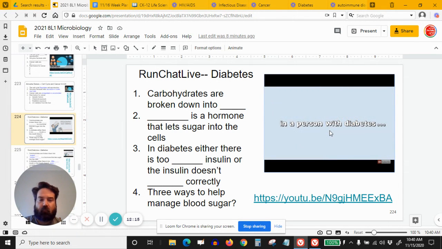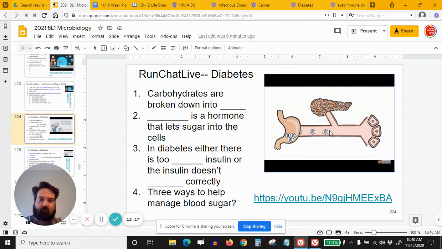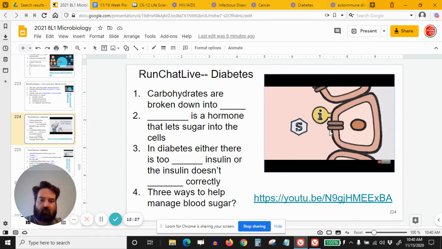Now let's see what happens in a person with diabetes. Sugar enters the bloodstream, but one of 2 things happens. Either the pancreas does not produce a sufficient quantity of insulin to match the sugar entering the bloodstream, or the body's cells do not respond to the insulin that the body is producing.